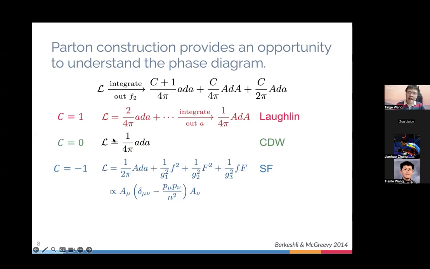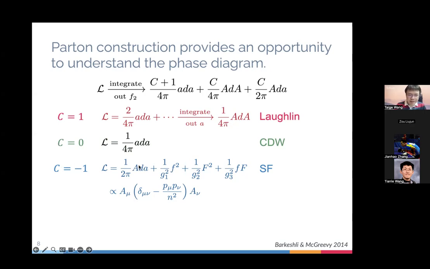But generically, you can ask what happens if C is different. Now you have a band structure. So when C equals 0, you'll find that you just get a 1 over 4 pi ada. So it will be a charge density wave. But most interestingly, if you have Chern number equals -1, you no longer have this self-Chern-Simons term for the dynamic gauge field. So it really means the theory no longer has to be gapped. For C equals 1 or 0, the theory has to be a gapped state because you have this Chern-Simons term that opens up a gap.